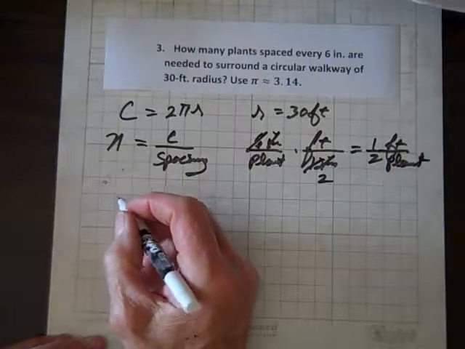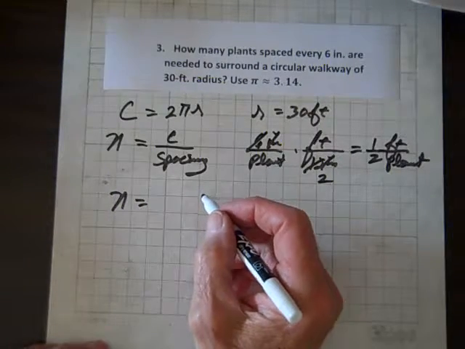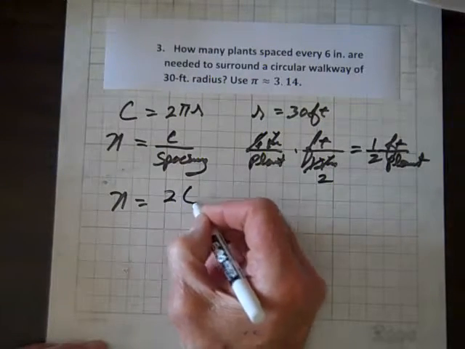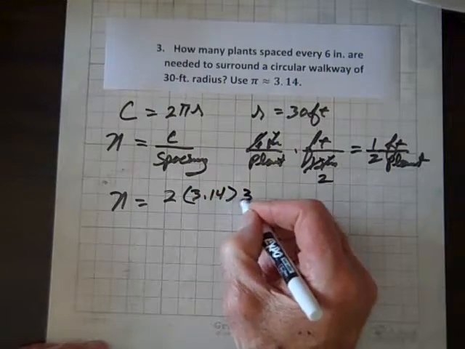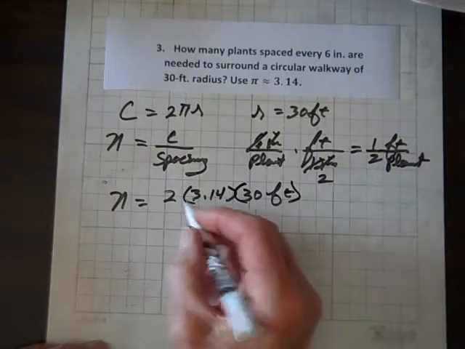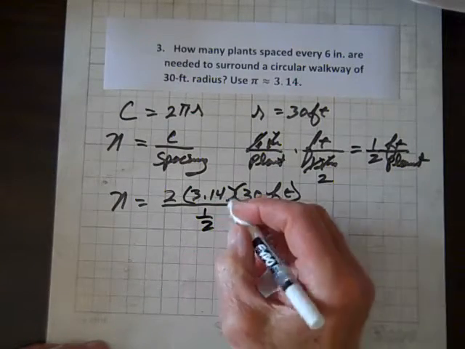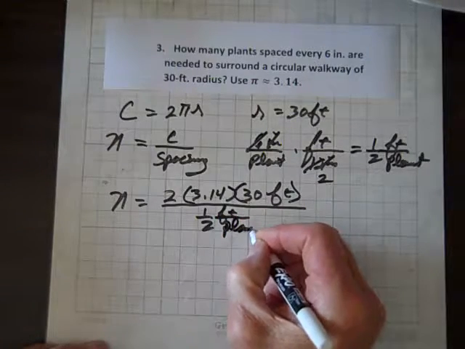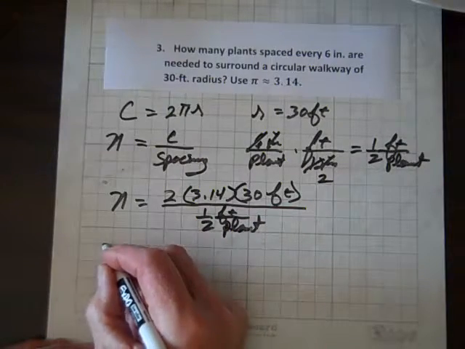So now we need to find n. That's the number of plants. So we have 2 times 3.14 times 30 feet divided by, and the spacing is 1/2 foot per plant. Now, as you well know, when you divide fractions, you invert and multiply and create multiplication.